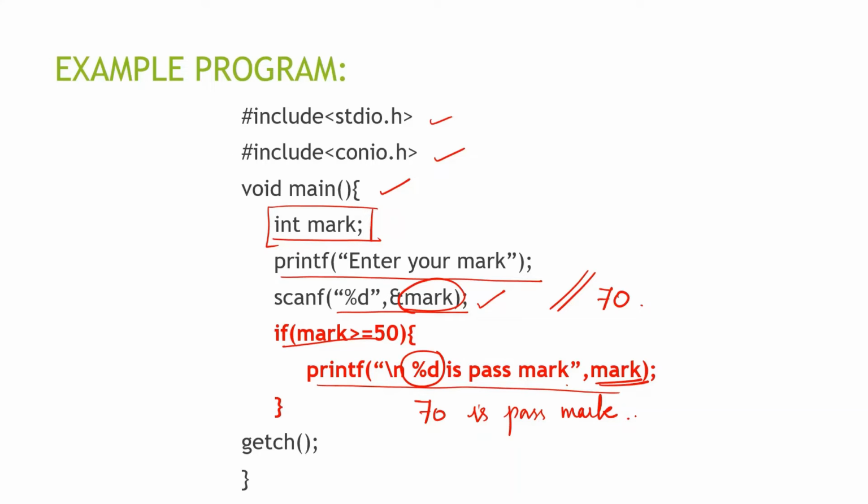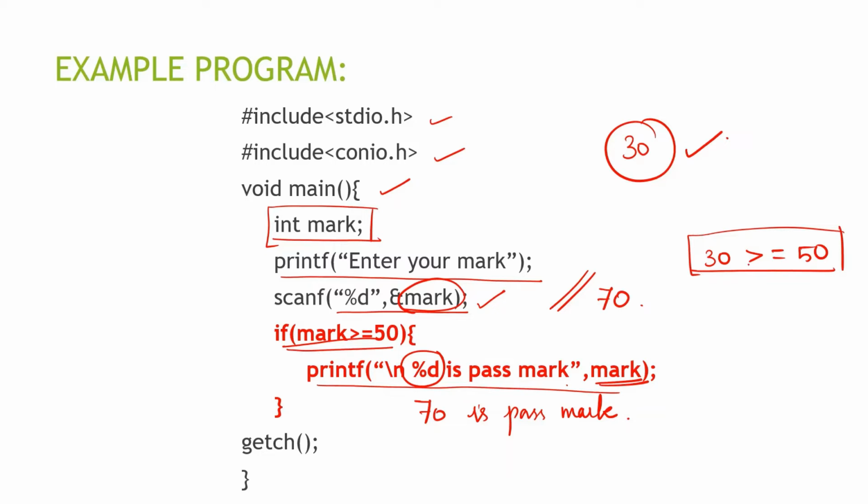That's all. Now let us assume the input as 30. When the input is 30 and it comes to this if statement, we check whether 30 is greater than or equal to 50. Definitely it's not, because 30 is not greater than 50. So it can't go inside the if block. It directly comes after this bracket, reaches the end, and the program will end. That's all.